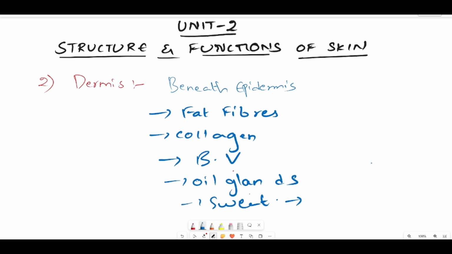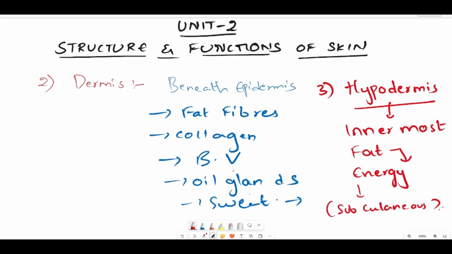The second most important layer we call the dermis layer. That is present beneath the epidermis. It has some different elements in it. The first one is the fat fibers. It also has collagen fibers that are useful for making the skin flexible. It has blood vessels that are useful for supplying blood to the newly formed cells, and it also has oil glands that generate sebum, useful for lubrication and protection. It is also useful for releasing sweat. This sweat is useful for eliminating salts and minerals like urea.